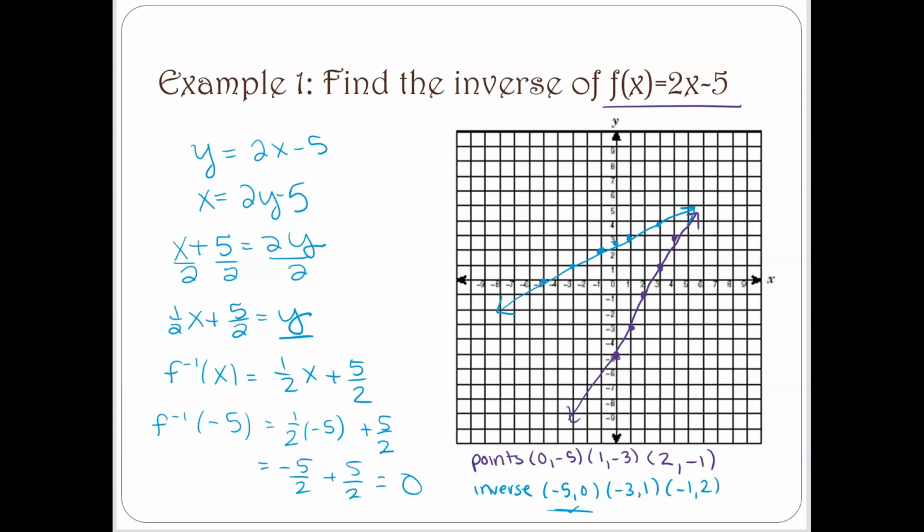Inverses usually intersect, especially if they're linear. They also are what we call reflective across the y equals x line. So all inverses should reflect across the line y equals x. So it's this line right in here. And what you'll notice is, okay, this point is left 1 up 2. This point would be right 1 and then down 2. So we're good.